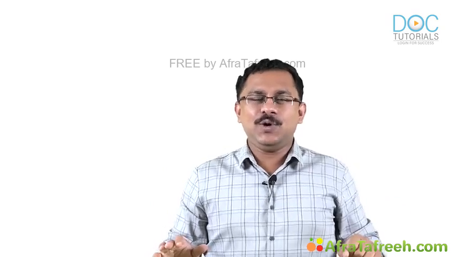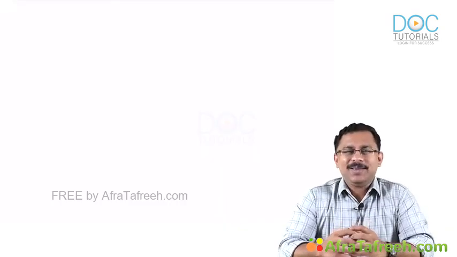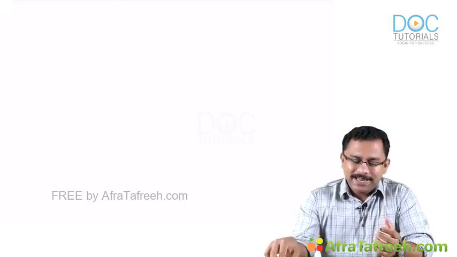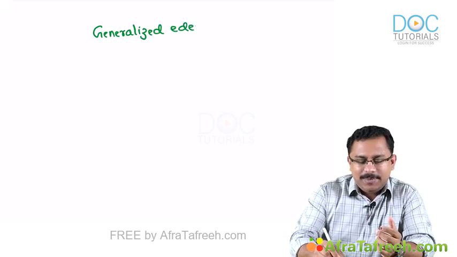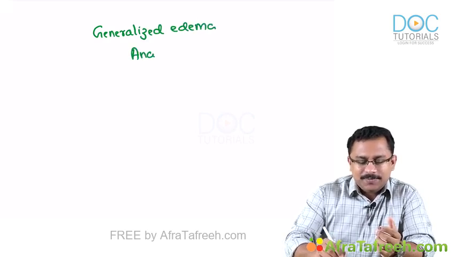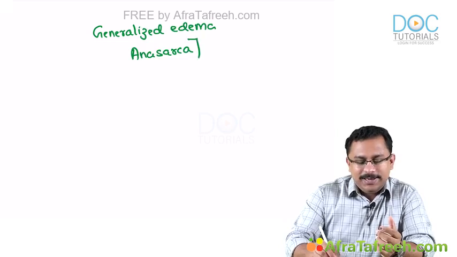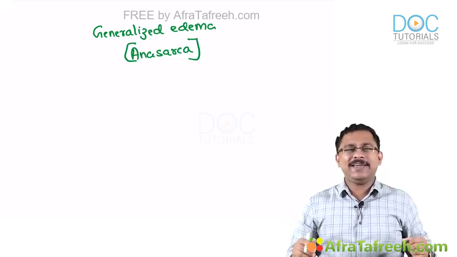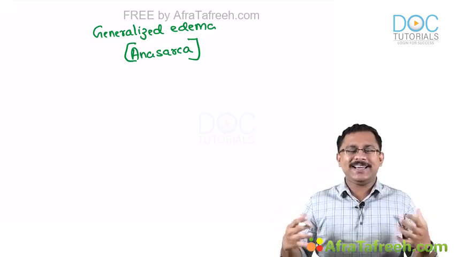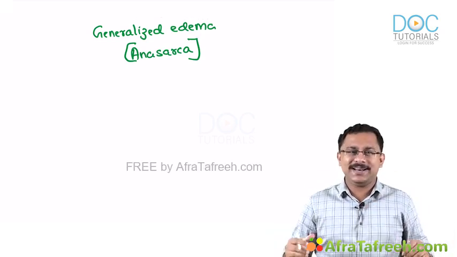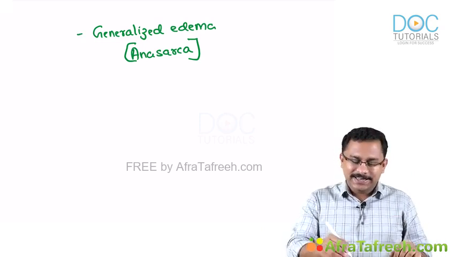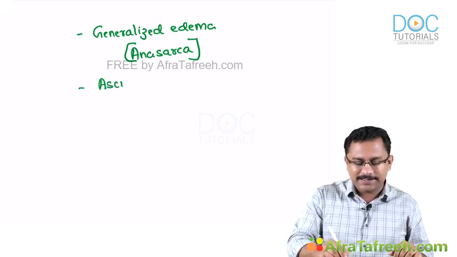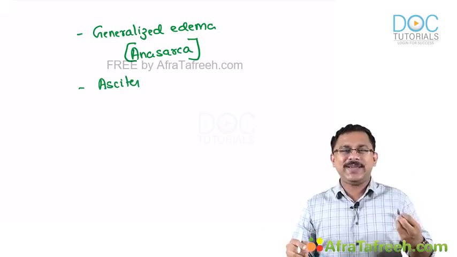But in general, you will have a child, maybe 5 or 6 years old, presenting with what? The presenting symptom might be that of a generalized edema, that is your anasarca. So puffy eyes, moon facies, generalized edema, almost a bloated appearance. And you may also have ascites, because you have third space loss.